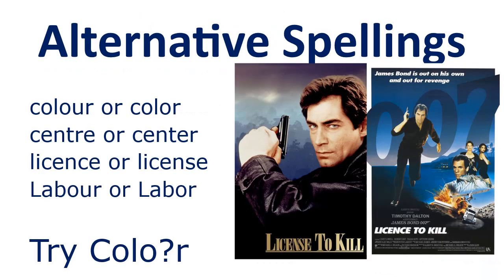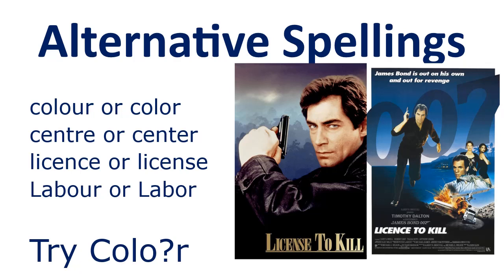I also mentioned this one earlier on, and this is alternative spelling. So the same word can be spelled slightly differently depending where you are in the world or what profession that you're in. So words like colour or labour or centre. So what you can do is take out the letter that differs and put a symbol in its place. Here we've gone for a question mark in place of the U. So colo?r, with a question mark where the U is, will find you colour with a U and color without a U.